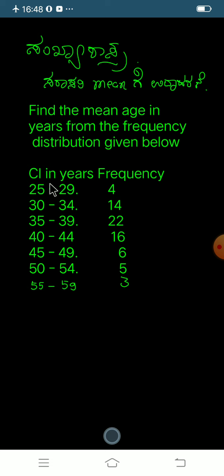Class interval in years and frequency. This is the column of class interval and this is the column of frequency. Now 25 to 29, 4; 30 to 34, 14; 35 to 39, 22; 40 to 44, 16; 45 to 49, 6; 50 to 54, 5; 55 to 59, 3. Now we have to find the mean for this frequency distribution. Now let us go to the next solution page for this.